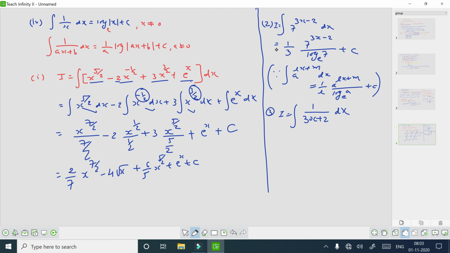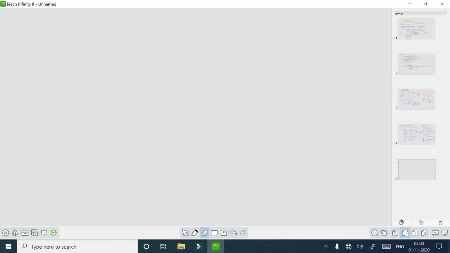Now the third example: let us consider I is equal to the integral of 1 over 3x plus 2 dx. The linear form is there, and that we know. Let us mention the reason. Whenever ax plus b is given to us, what is the standard form? That comes out 1 by a log mod ax plus b plus c. Use that form here. That is equal to 1 by 3 log mod 3x plus 2 plus c. Is it clear? Now this is just practice of those standard forms.